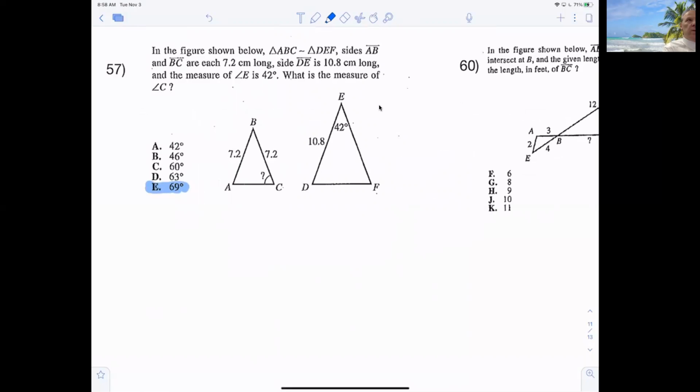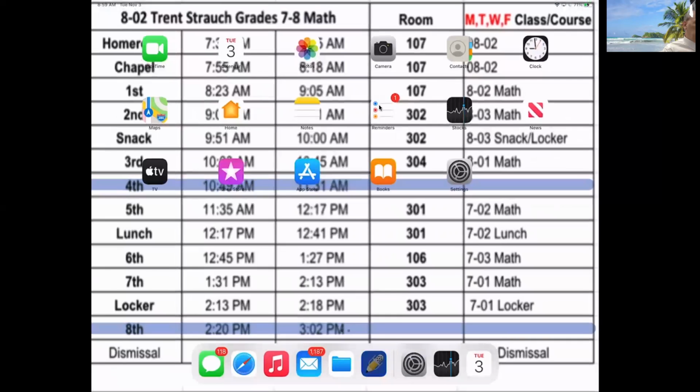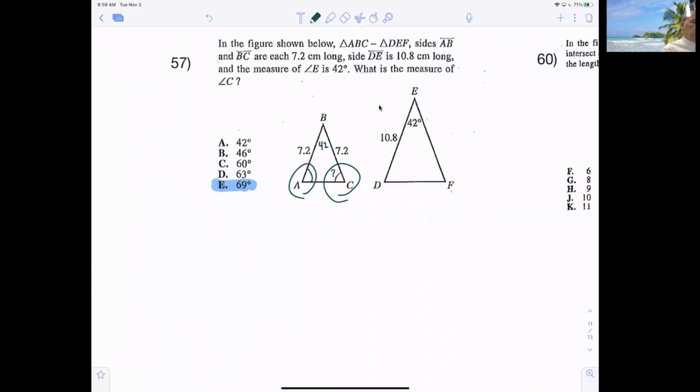Any issue with E? Yes. Okay, so here we would know that this angle right here has to be 42 degrees, right? So these two angles are equal because it's isosceles. Right, it's easy to overlook that. 180 minus 42, then divide by 2.